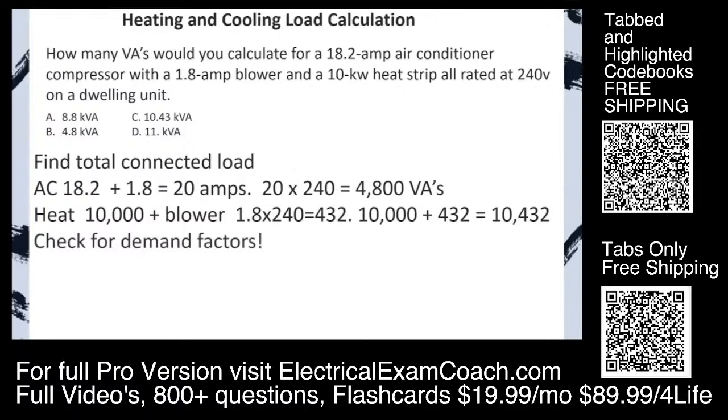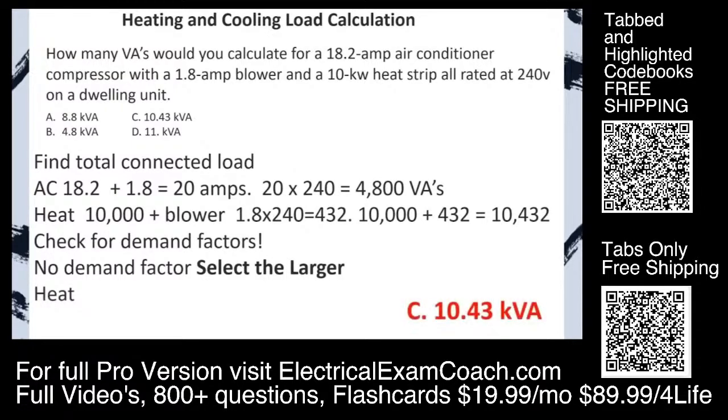Now we check for demand factors. There are no demand factors on this, and we will just select the larger of the two, and in this case, it's going to be the heat. We select C. Great job.